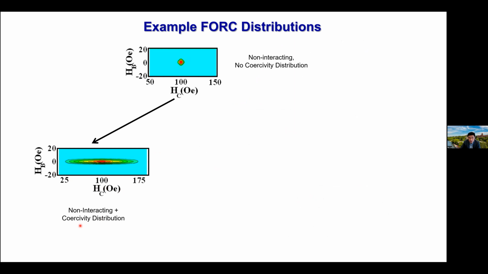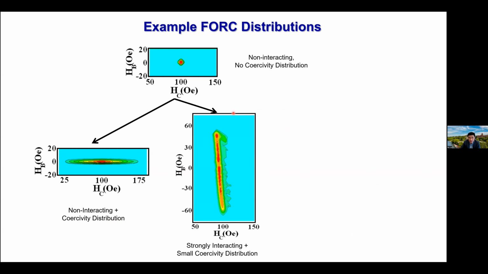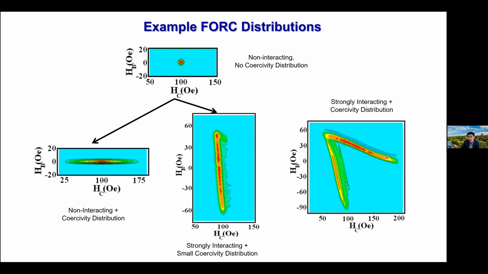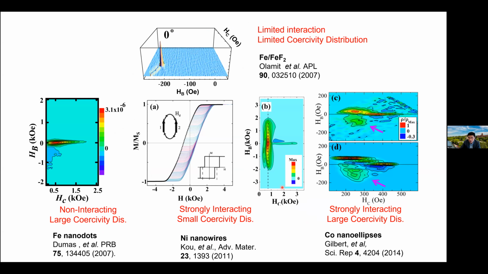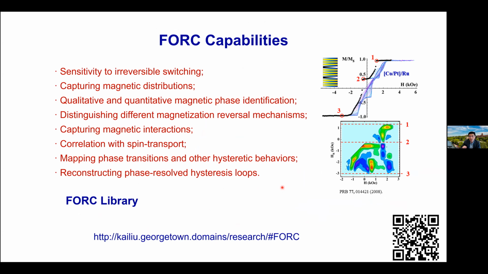If there's no coercivity distribution, but they are strongly interacting, you can get a vertical ridge. If you have both, they are interacting and have a coercivity distribution, you will get this wishbone structure. Experimentally, we see all these kinds of features in various material systems. So coming back, we actually listed a number of these capabilities for this FORC technique, and we've compiled a little FORC library at our group website.